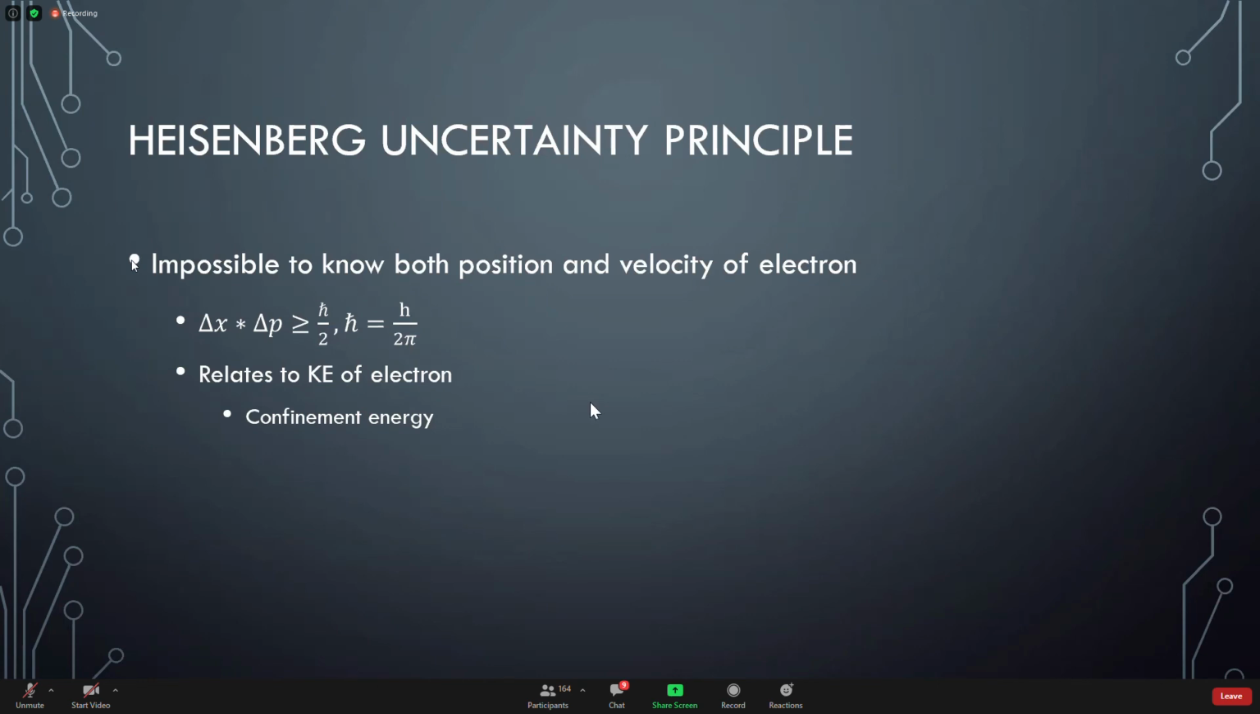This relates to the kinetic energy of the electron, because, as we've already talked about, the real model of the electron or the atom is that nothing's actually moving. The kinetic energy term that we had before is actually now confinement energy, because as we decrease delta x, so as we know more and more about the position, delta p has to increase. That's an increase in momentum, and therefore an increase in kinetic energy. And that's called the confinement energy.